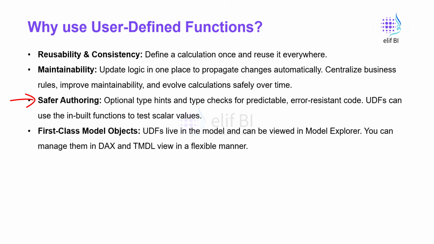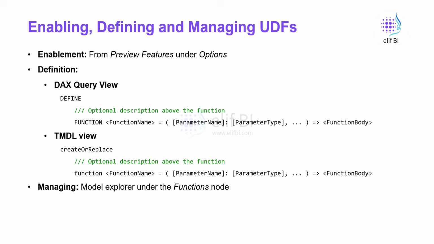Safer authoring means that whenever you are writing some measures, they can have some kind of requirements that they can accept certain data types. So you can also use UDFs for checking the data types before you are using them in the data model. And first class model objects, that means that the UDFs are living in the model and can be viewed in the model explorer. When we are working with Power BI, we'll have a look where these functions are stored.